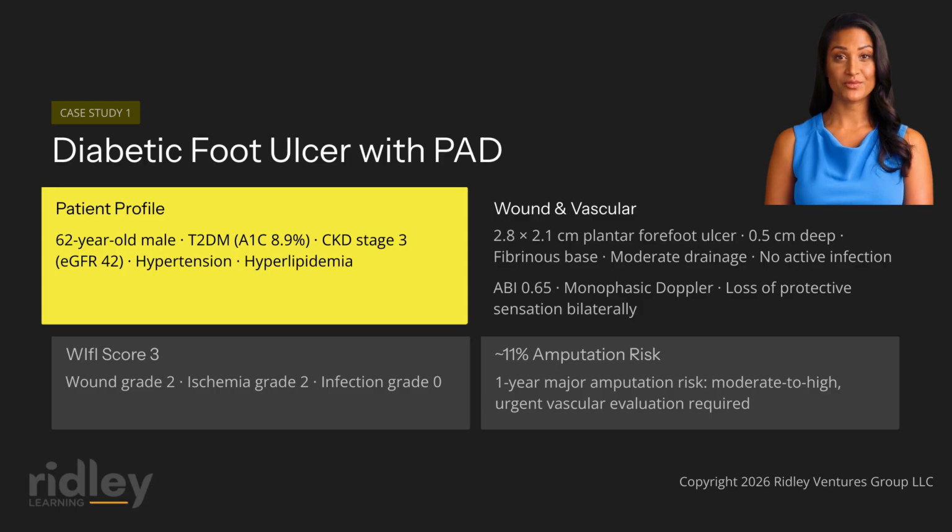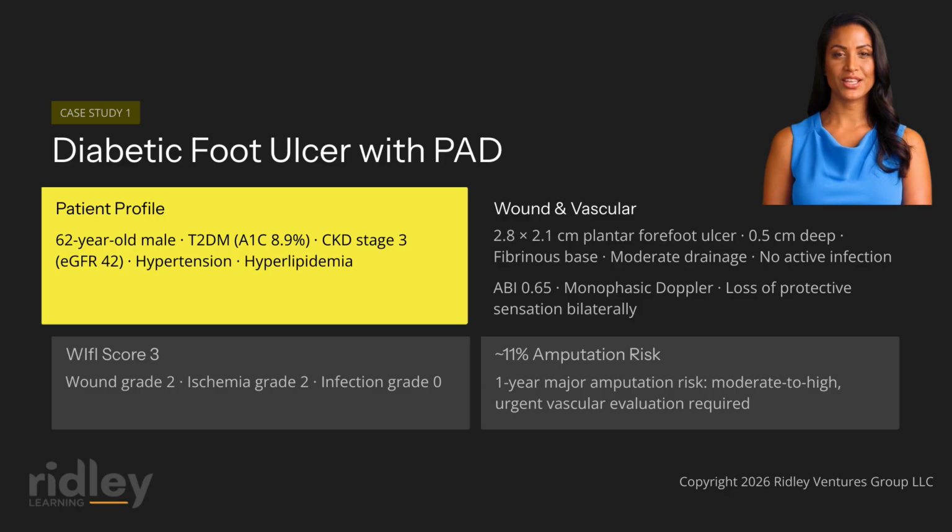Physical examination reveals a 2.8 centimeter by 2.1 centimeter ulcer with a depth of 0.5 centimeters, a fibrinous base, moderate exudate, and no clinical signs of active infection. Pedal pulses are diminished bilaterally. Semmes-Weinstein monofilament testing confirms loss of protective sensation in both feet. The initial assessment proceeds with systematic application of validated tools.